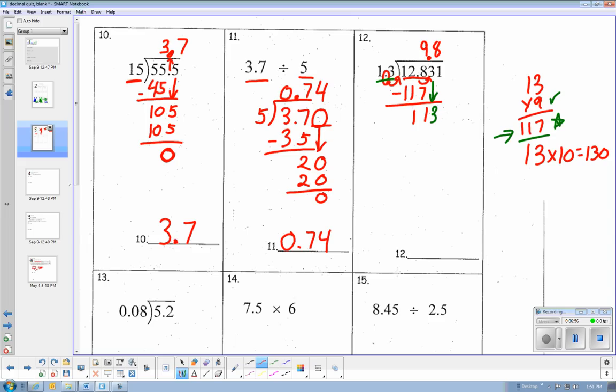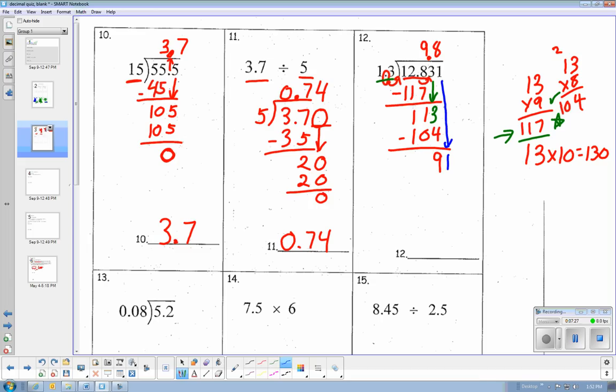And you might want to check that. 13 times 8, that's 24, and that's 10. So now we have 104. And what we did was we said 8 times 13 is 104. Now we have to subtract these, and when we subtract them, we get a 9. Now it's time to bring that 1 down.